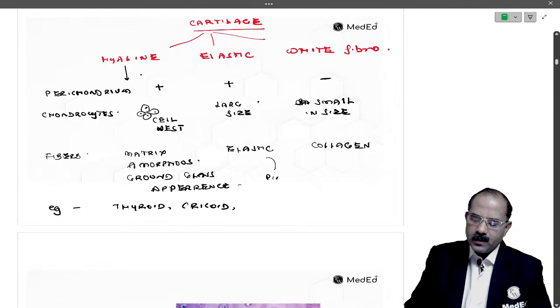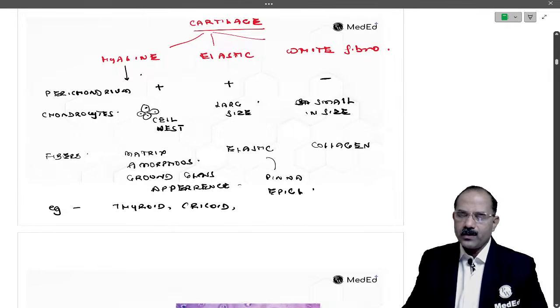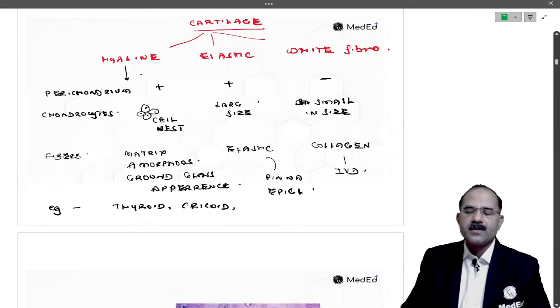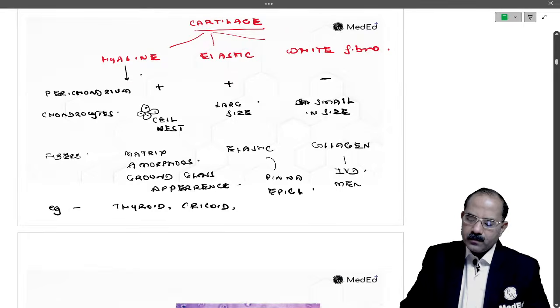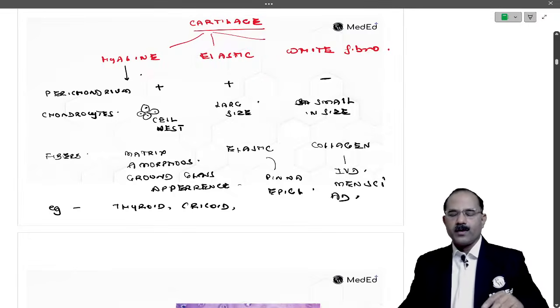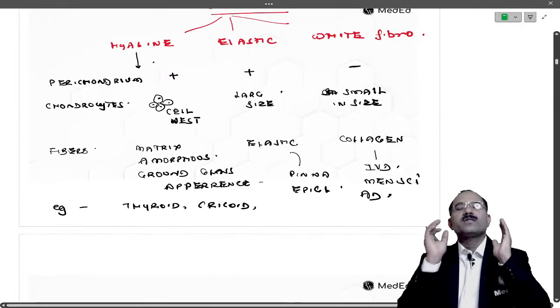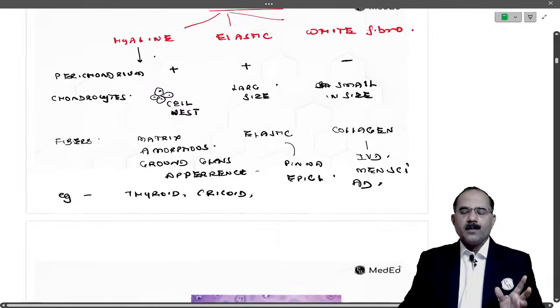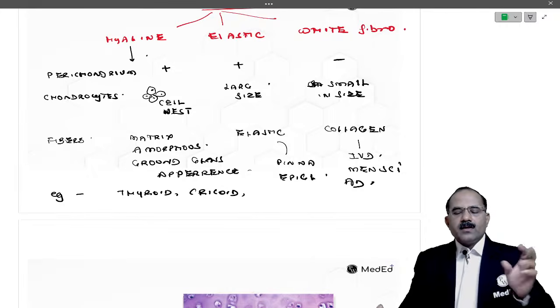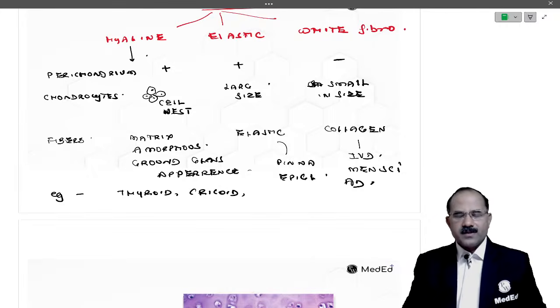Elastic cartilage is pinna, epiglottis. Pinna, epiglottis. Very good. And what about white fibrocartilage? White fibrocartilage is intervertebral disc, right? Intervertebral disc, menisci, articular disc. These are examples of white fibrocartilage. बस इतना याद रखना बच्चों. This is what is expected from you. Epiphyseal plate. Yes, epiphyseal plate is an example of hyaline cartilage. Yes, Krutharth. Yes, okay, fine.